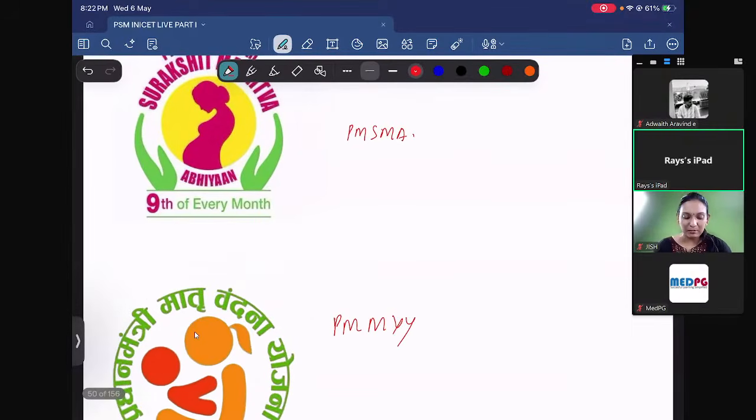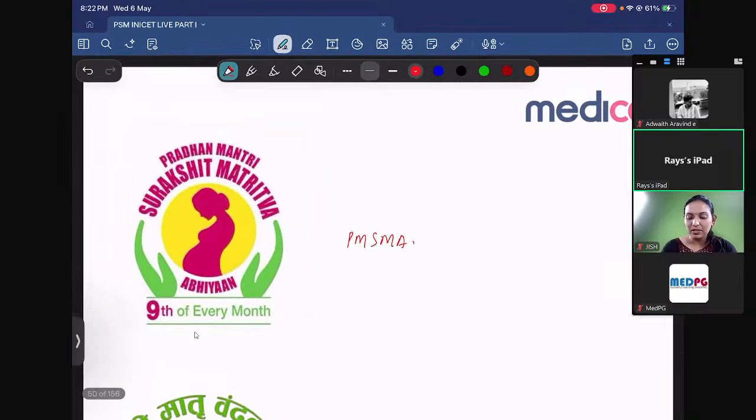PMSMA stands for Pradhan Mantri Surakshit Matritva Abhiyan. Basically, the government wants to provide a Surakshit, a safe maternity period, for the mother. So that is for the mother. You see 9th of every month. It is to ensure quality antenatal care and high-risk pregnancy detection on the 9th of every month. So every month on the 9th, at certain places, a camp is conducted.